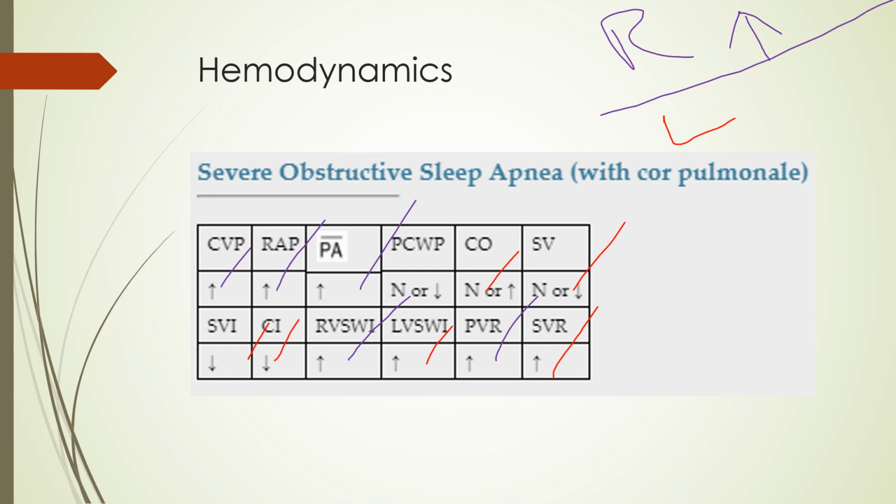The left side of the heart, is that working harder or less? Well, if that's an up arrow, that means it's working harder. So we know the right side of the heart is working hard. That's why we can see cor pulmonale. Is the left side of the heart also working hard? Right, left ventricular stroke work index means, yeah, it is working hard. And our systemic vascular resistance is also increased.